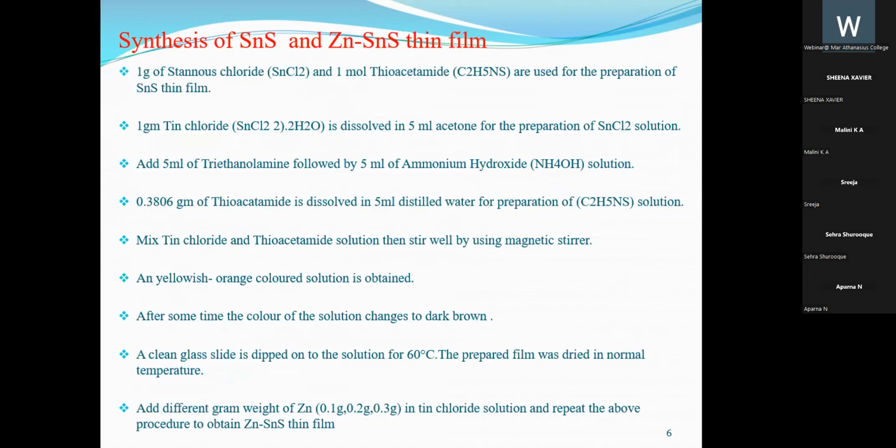These are the synthesis steps. For the cationic and anionic solutions we use stannous chloride and thioacetamide as tin and sulfur sources. We prepare a 1 molar solution of tin chloride and a 1 molar solution of thioacetamide. Using some buffer solution and complexing agent, we prepare the chemical bath. After preparing the chemical bath, a clean glass slide is dipped into the solution for 60 degrees. The prepared film was dried at normal temperature. Then we add a zinc dopant, 0.1 gram, 0.2 gram, and 0.3 gram, to the tin chloride solution, and the procedure is repeated.